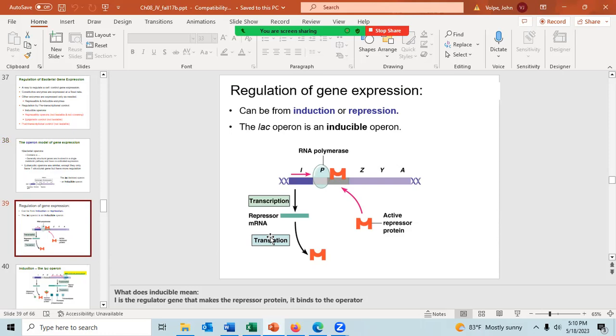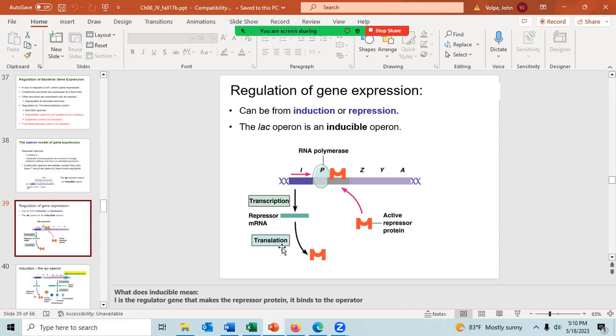In the case of the lac operon, the regulatory gene happens to be very close and is really right next door to the gene that it regulates. And that's not commonly seen. Any questions about any of that?